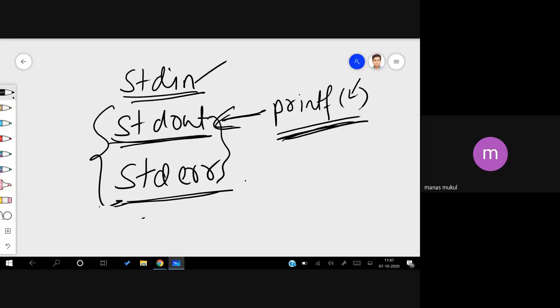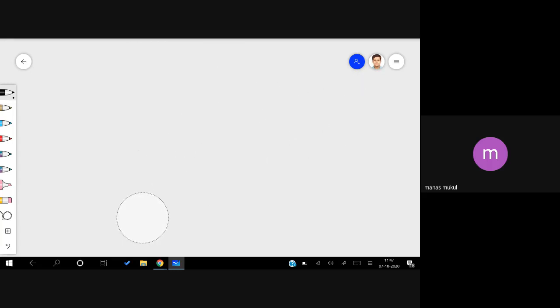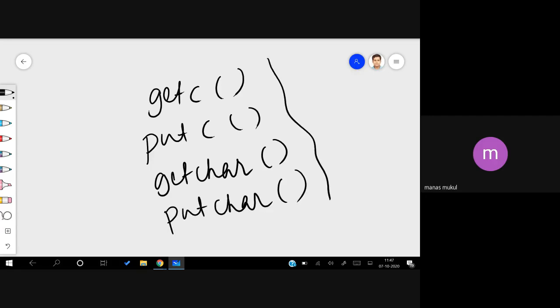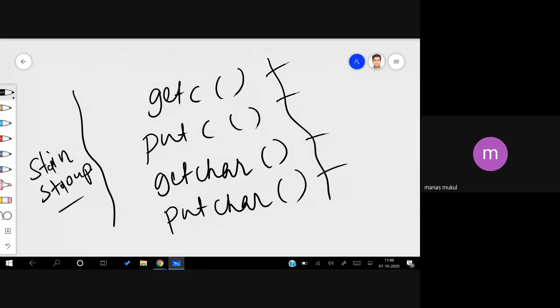All right. Now, not only printf, but there are some other functions also. So if you have already studied C before, you must be aware of the getc function, the putc function, the getchar function, and the putchar function. Now, these are some functions which also use those streams, the standard input and standard output streams. So other than printf, there are some other functions which use the standard input and output streams.